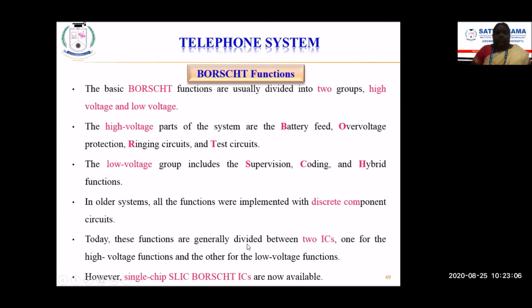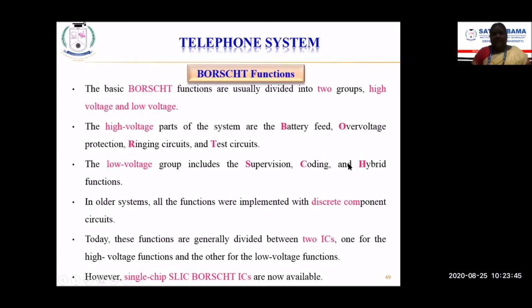Okay, so these BORSCHT functions are again classified into two groups. That is the high voltage group and the low voltage group. That is, the circuits which require high voltage for their operation are divided as the high voltage group, and the functionalities which require low voltage for their operation are segregated into the low voltage group. So the high voltage parts of the system are the battery feed, over voltage, the ringing circuit, and the test circuits. Whereas the low voltage group includes the supervision, coding, and the hybrid functions.